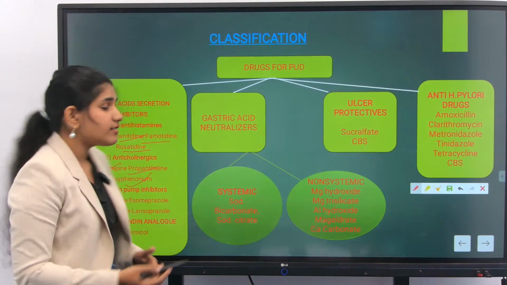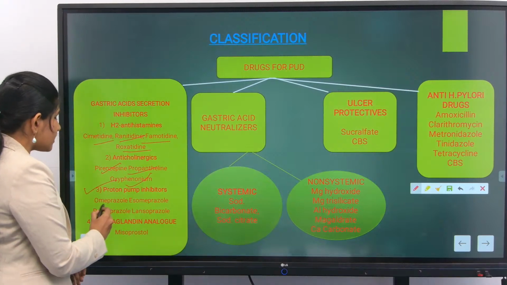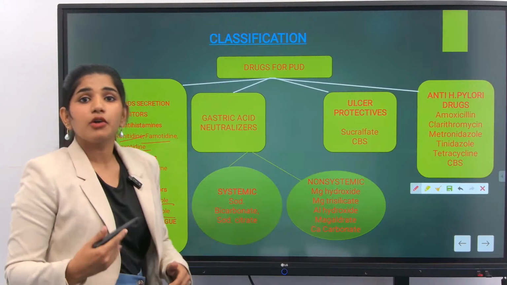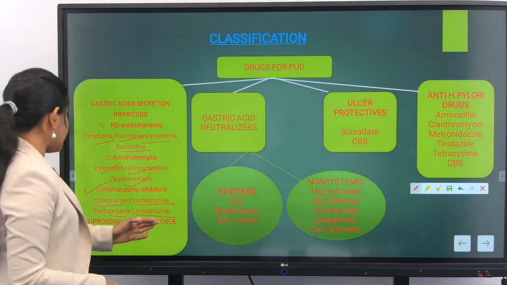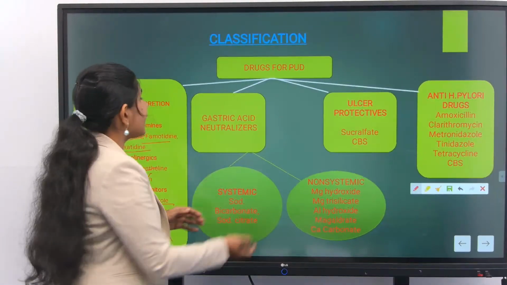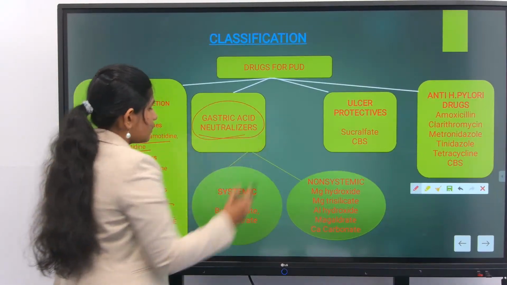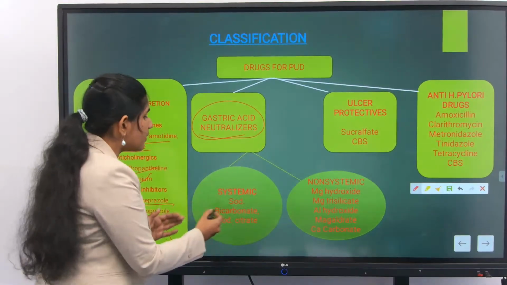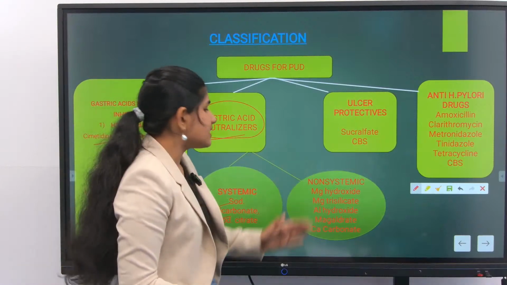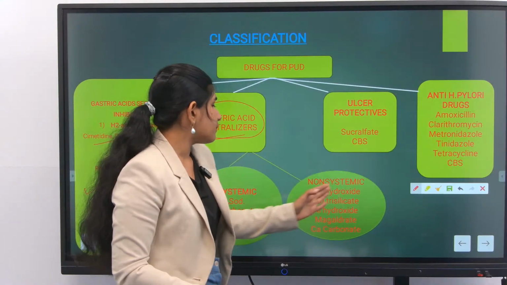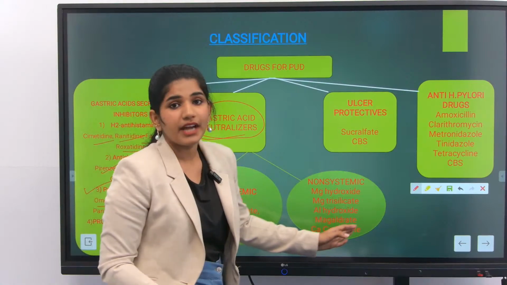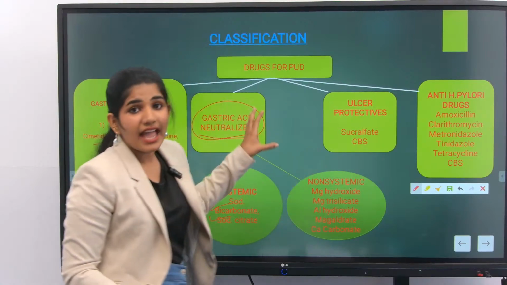Proton pump inhibitors are the more widely used ones: omeprazole, esomeprazole, pantoprazole, lansoprazole. These are the commonly used proton pump inhibitors, and the prostaglandin analog, as we said, is misoprostol. And gastric acid neutralizers, which are the neutralizers? That can be systemic neutralizers like sodium bicarbonate and sodium citrate, and non-systemic ones like magnesium hydroxide, magnesium trisilicate, aluminum hydroxide, magaldrate, and calcium carbonate. These are the gastric acid neutralizers.